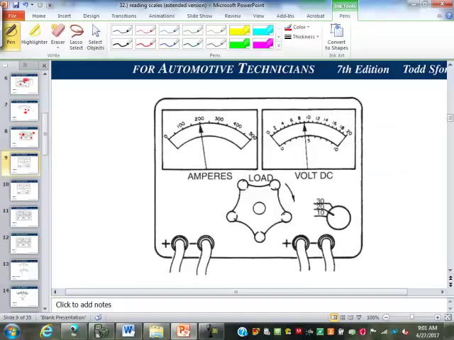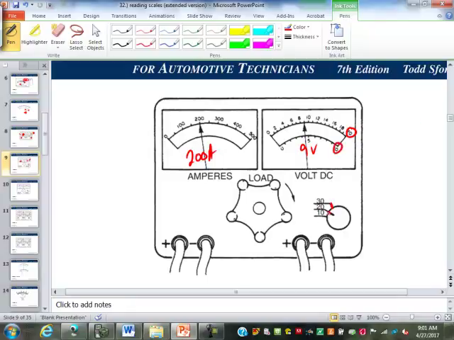Here's an amp and a voltmeter. How many amps is that reading? That is reading 200. How many volts? It's at the 20, so it's going to be using the top scale. So that's, yeah, 8, 9, 10. That's got to be 9. 10, of course, would be using the bottom scale.